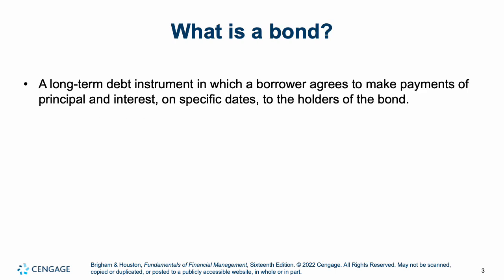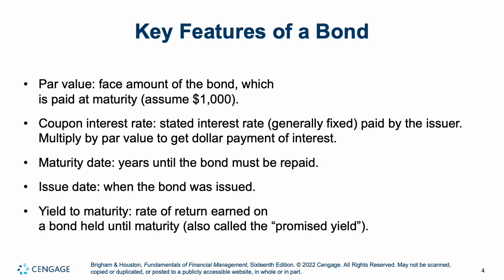So a bond is a long-term debt instrument in which a borrower agrees to make payments of both principal and interest on specific dates to the holders of the bond. Key features of the bonds are the following. All bonds have what are known as a par value. A par value is the face amount of the bond which is paid at maturity.